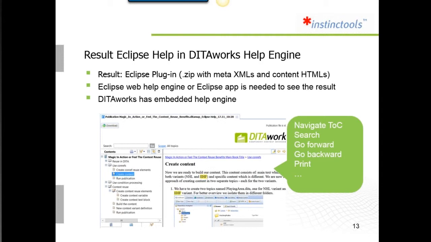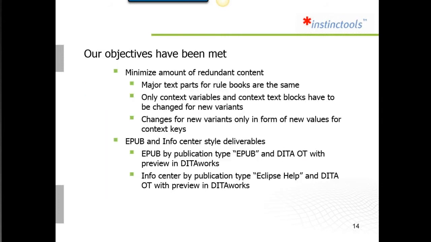We are using these output formats in our customer projects as well as for internal purposes for the product itself. So we have met our objectives by doing this. We could minimize the amount of redundant content by having major text parts of the rule book the same, and only the small pieces that are different using the context variants and the context variables, and then publish in EPUB and in infocenter Eclipse Help, and have this in the different previews or output formats as well.